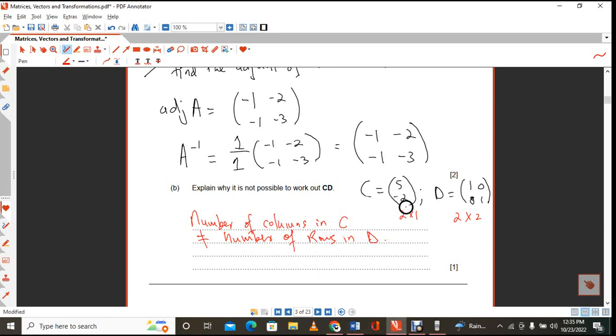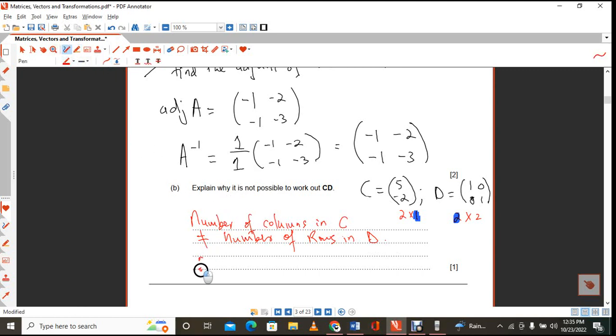This is 1 column, and this one has got 2 rows. In order for them to be compatible, it must be the same thing. The number of columns and the number of rows. Basically, when you are writing it out like this, these two should be identical. Then it's possible for you to multiply. So in this particular case, you can't multiply.